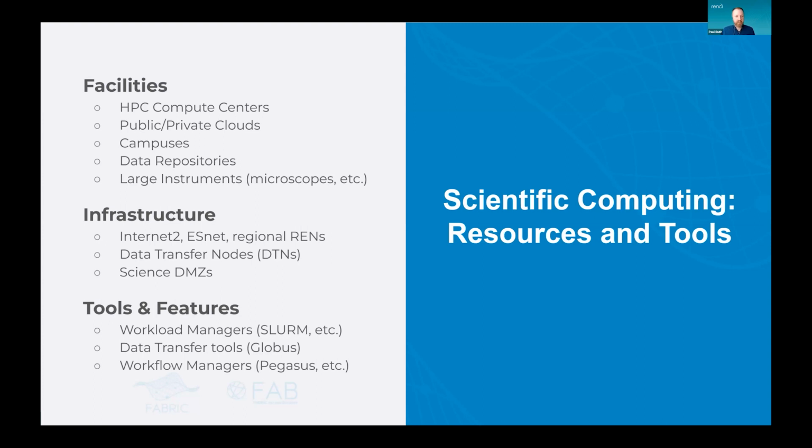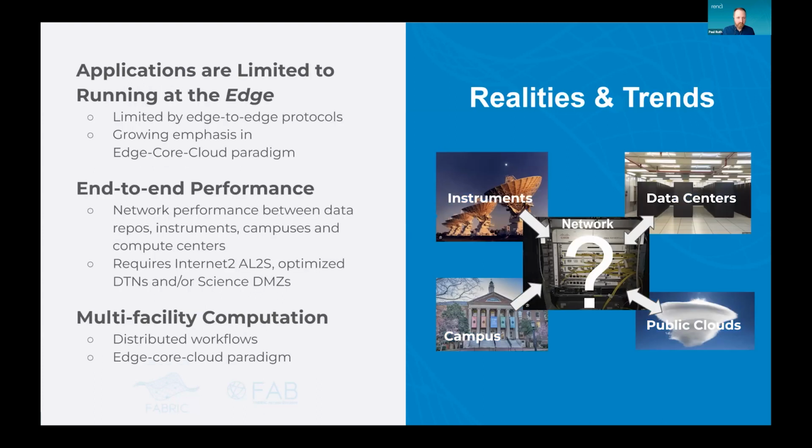Next slide, please. So all of these tools are great, and all of the science is great, but the reality of the internet is that routers are still only designed to store and forward packets. This hasn't changed for decades. So applications are still limited to running only on the edge of the internet, and protocols can only be optimized from the edge of the internet. There's a growing emphasis on this edge-core-cloud paradigm, where applications run across multiple facilities and platforms, and even within the core of the network.